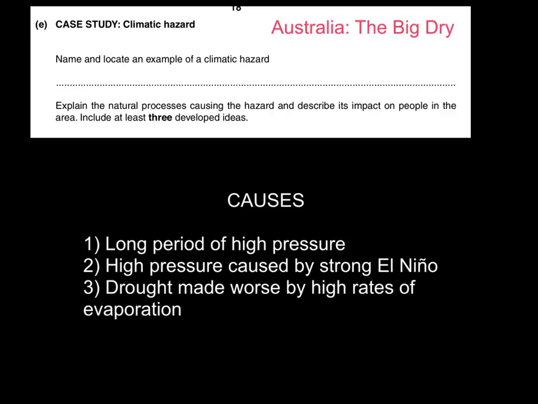Finally, the other problem is that you get a drought not just because it doesn't rain, but because what water is on the land evaporates. And with no cloud and subtropical temperatures in Australia, you're going to get huge rates of evaporation. So that's our three, if you like, reasons for it. So, now we've looked at the reasons for it, let's have a look at the effects.